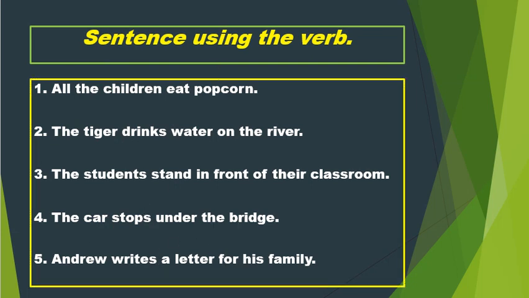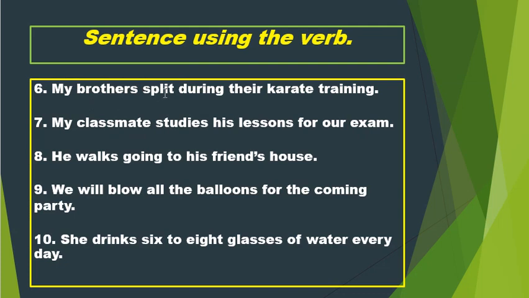Okay, next. My brothers split during their karate training. So my brothers, so two, because why, teacher? Because here, if you see, the noun has an S. So brothers split, so our action here is split, without S, during their karate training. That is the time of their karate training.